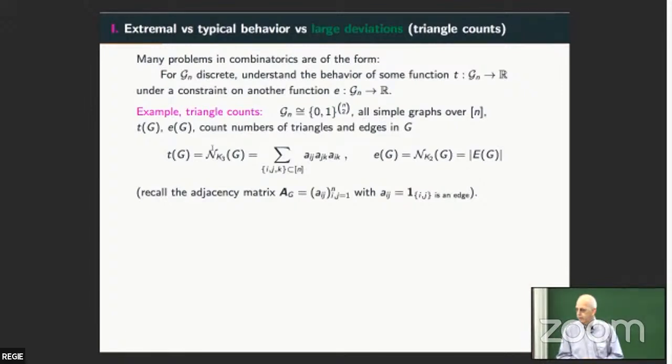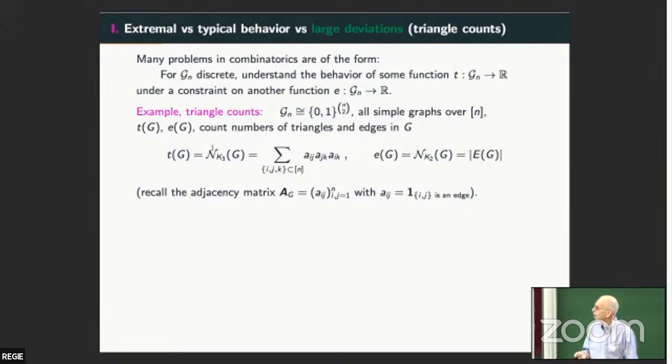between n vertices. And on this graph, you can count the number of triangles that you find, that is i connected to j, connected to k, connected back to i. And you can also count the number of edges in the graph. And they are typically going to be proportional to each other. That is, you increase the number of edges, you typically increase the number of triangles, but you may want to maximize, for example, the number of triangles given a fixed number of edges.